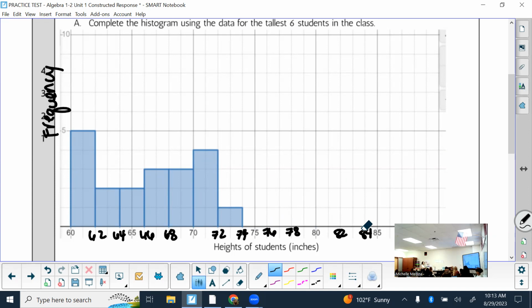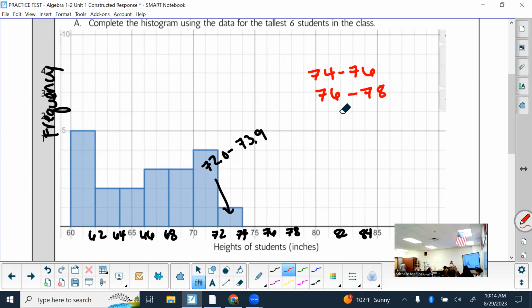So where it ends at, so right here is like 72 to 74. Keep in mind that's really like 72.0 to 73.9. Because once it hits that 74, it should be in its own bar. All right, so also keep that in mind when you're making it. And then if it ends at like the 74, then my next interval should go from 74 to 76. 76 to 78, because that's intervals of 2. Make sense? And then you keep going.